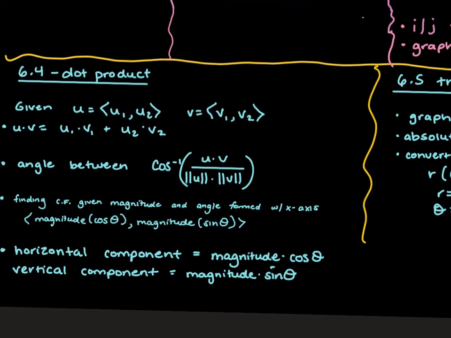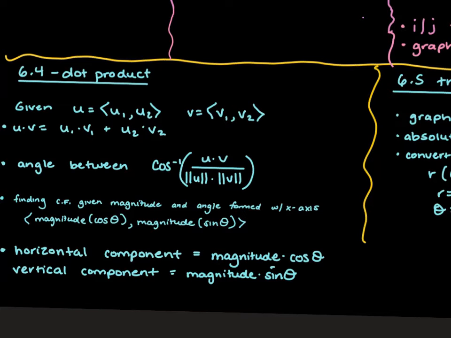Okay, then came dot product and angle between for 6-4. So given the actual component form of U and V, to find the dot product, we multiply the first two and add them to the product of the second two. The angle between, you want to do the cosine inverse of the dot product on the top, over the product of the magnitudes. So be careful with this one because this is cosine. But then the B over A that we used for the problems in 6-5 is tangent. So just be careful there, don't mix those up, okay?